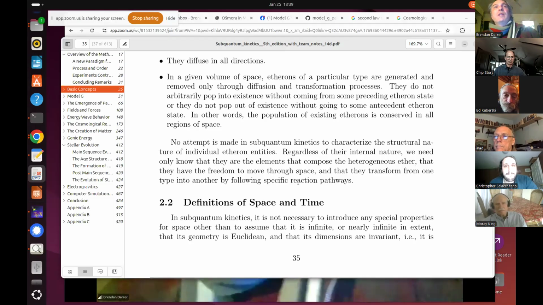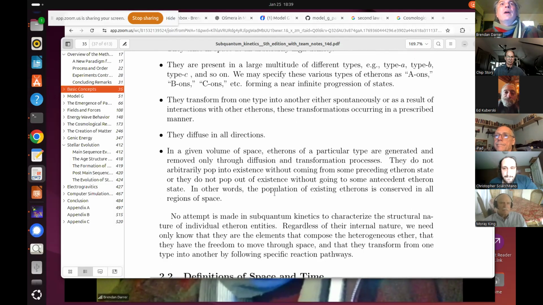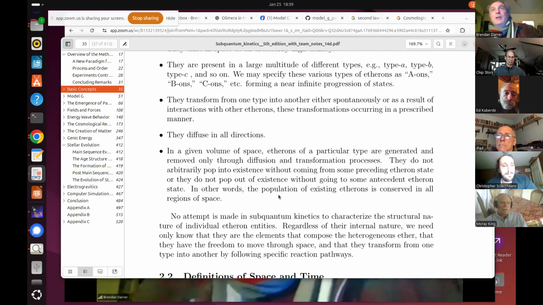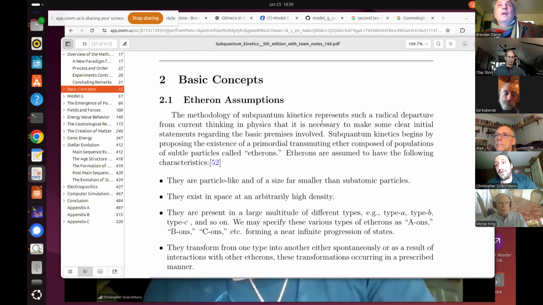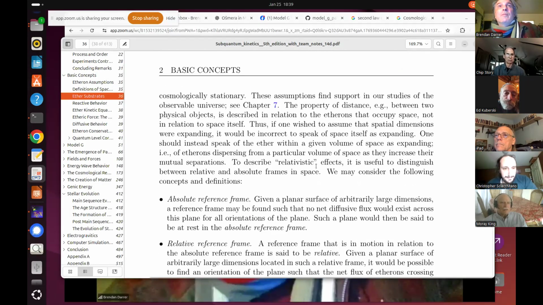specific reaction pathways. He said somewhere here that it's around 10 to the 65 etherons per cubic centimeter. That's kind of a guess. He also said subquantum kinetics is a work in progress, so it hasn't been fully developed yet. He encouraged us to play with it to figure out more, looking at the Brusselator and different Brusselator models.